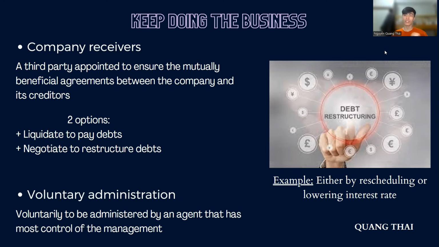Number 1, if the situation is too bad, they can call for liquidating assets of the company and pay debts to its owners on a priority basis, which is generally the secured creditors first. Those are the ones whose lending is collateralized with the company's assets, and then come the unsecured creditors. And another way is that the receiver will negotiate with the creditors to create a repayment plan to restructure debts for the company. And there's an example here.